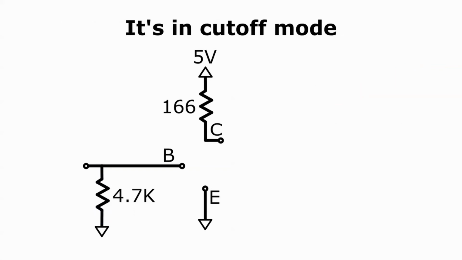It's in cutoff mode. In cutoff mode, the transistor acts as if all three terminals are open circuits. No current flows through the base terminal or through the collector terminal. Since no current flows through them, the voltage drops over the base and collector resistors must be 0. The voltages at the base and collector terminals will be 0 and 5 volts, respectively.